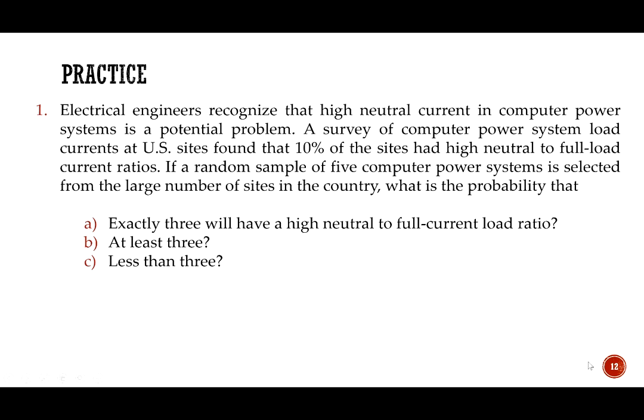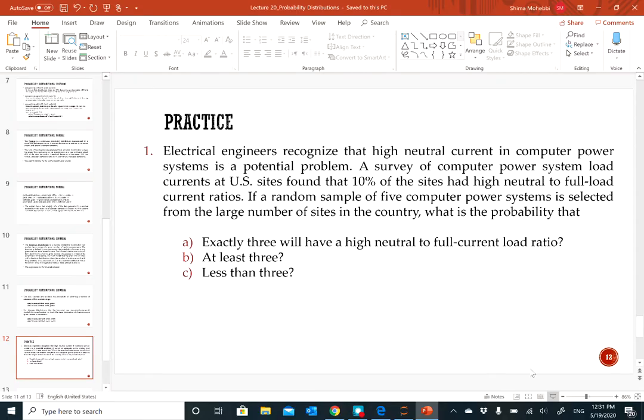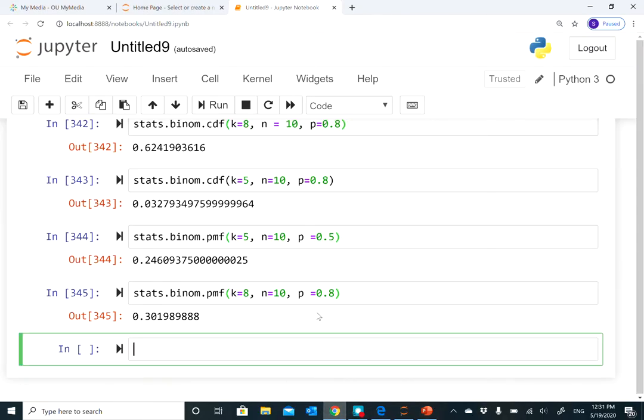So for exactly 3, it means that we are looking at the probability when x is equal to 3. In that case, we can use the probability mass function. But when we are dealing with at least or less than, we use a CDF function. That being said, let me implement this in a notebook.